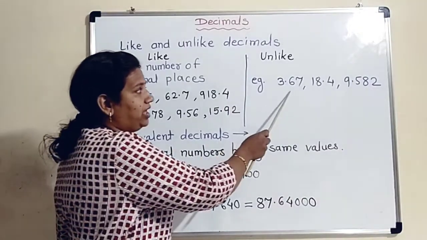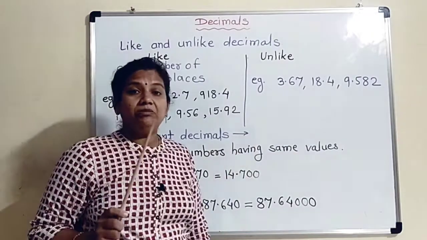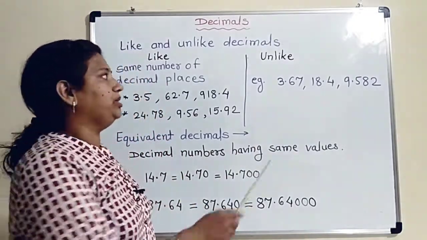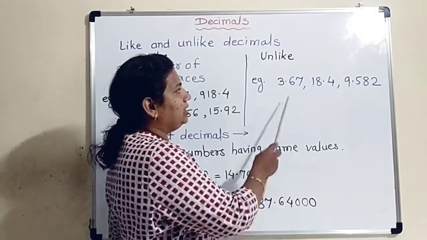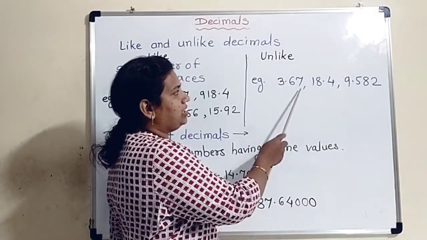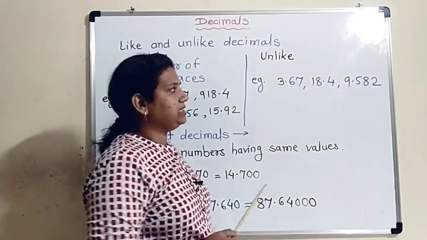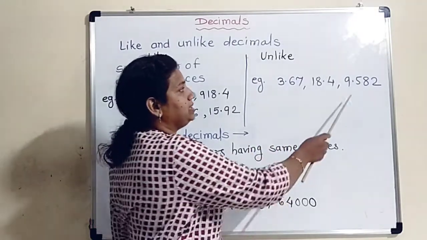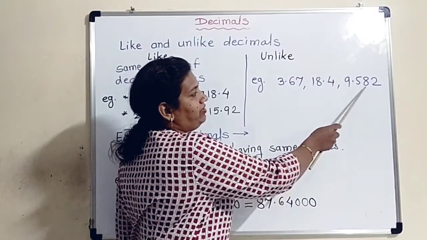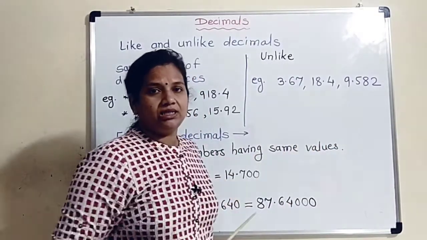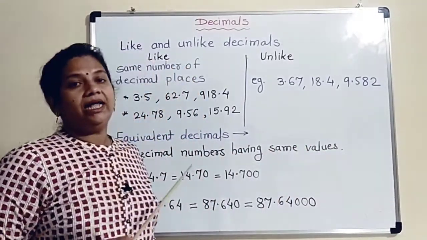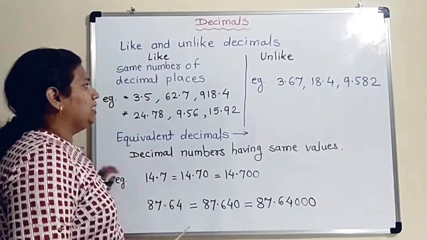Now if their number of decimal places is not same, then they are said to be unlike decimals. Like here 3.67, here there are two decimal places. 18.4, there is one decimal place. 9.582, there are three decimal places. So all these are the unlike decimal numbers.